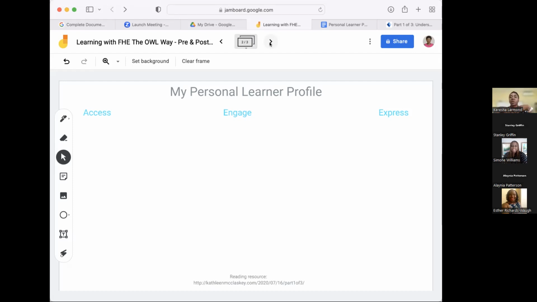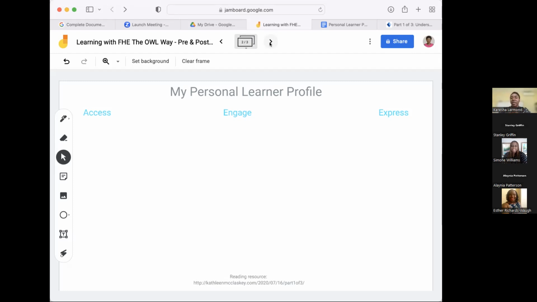And so we want our students at the university level to start to develop their own learner profiles. And from that, you will know how you access information within the space, right? How you engage with the material and how you express it when you try to develop your own learner profile.